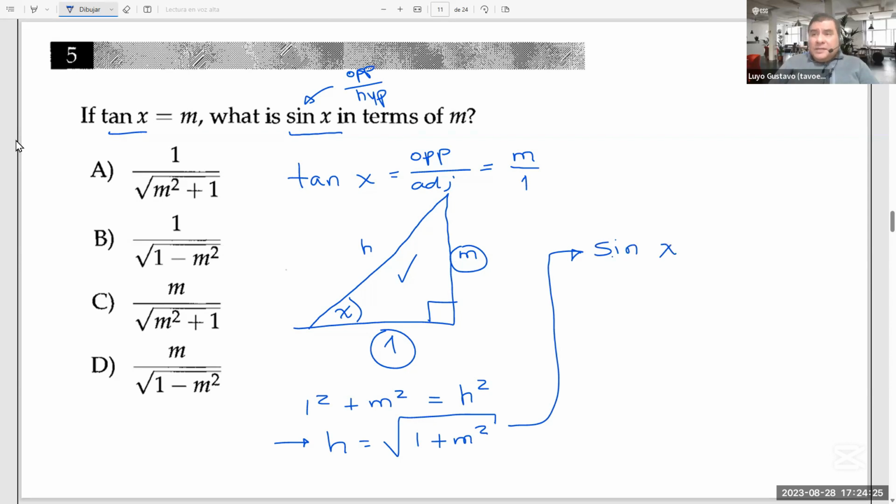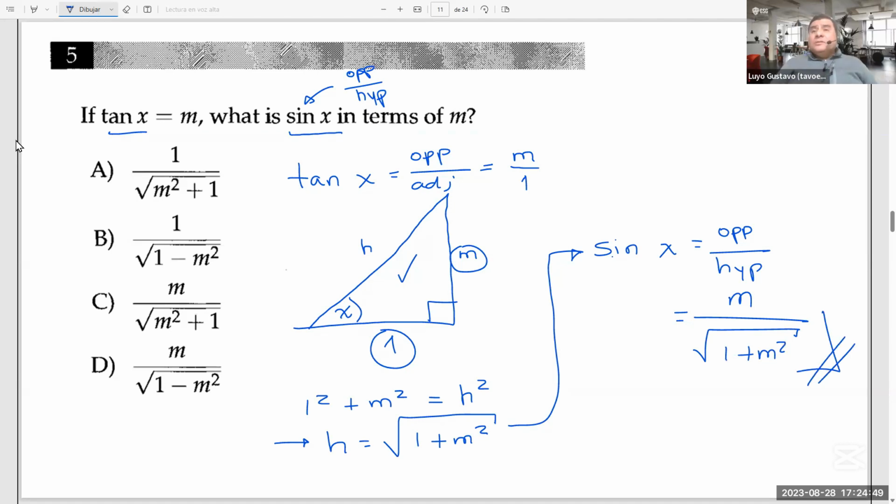Using the values of this same triangle, the sine would be the ratio of the opposite side divided by the hypotenuse. What is the opposite side? Okay, m. What is the hypotenuse? The square root of 1 plus m squared. Which one matches our result? Take a look. Not A, not B. This one, m over the same root we just found. C is the correct answer choice.